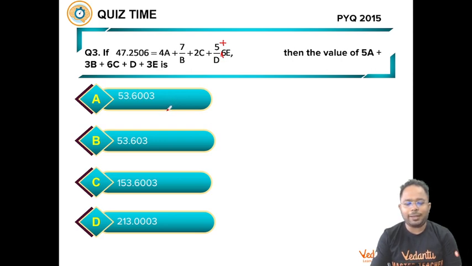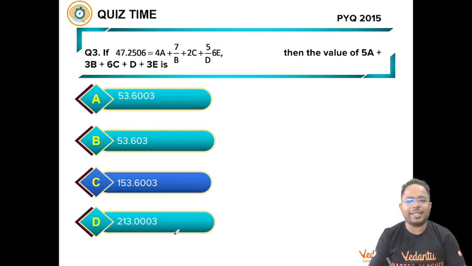Hit the pause button once again and solve it. So many variables A, B, C, D, and this is a PYQ of 2015. Getting stuck? What to do? Don't worry, I am there. Try first, and I have full belief in you. You all can definitely do it. Okay then, let's look into the answer.